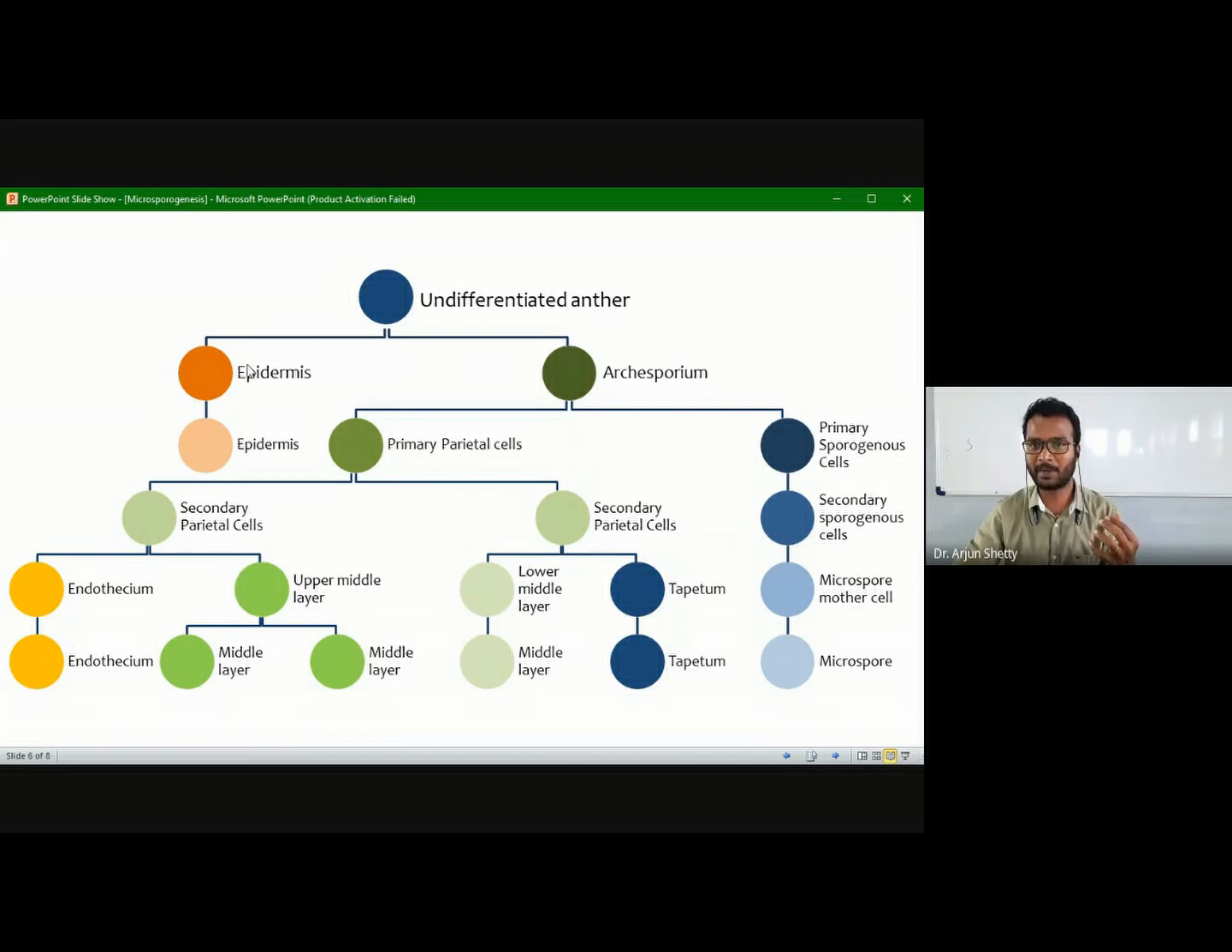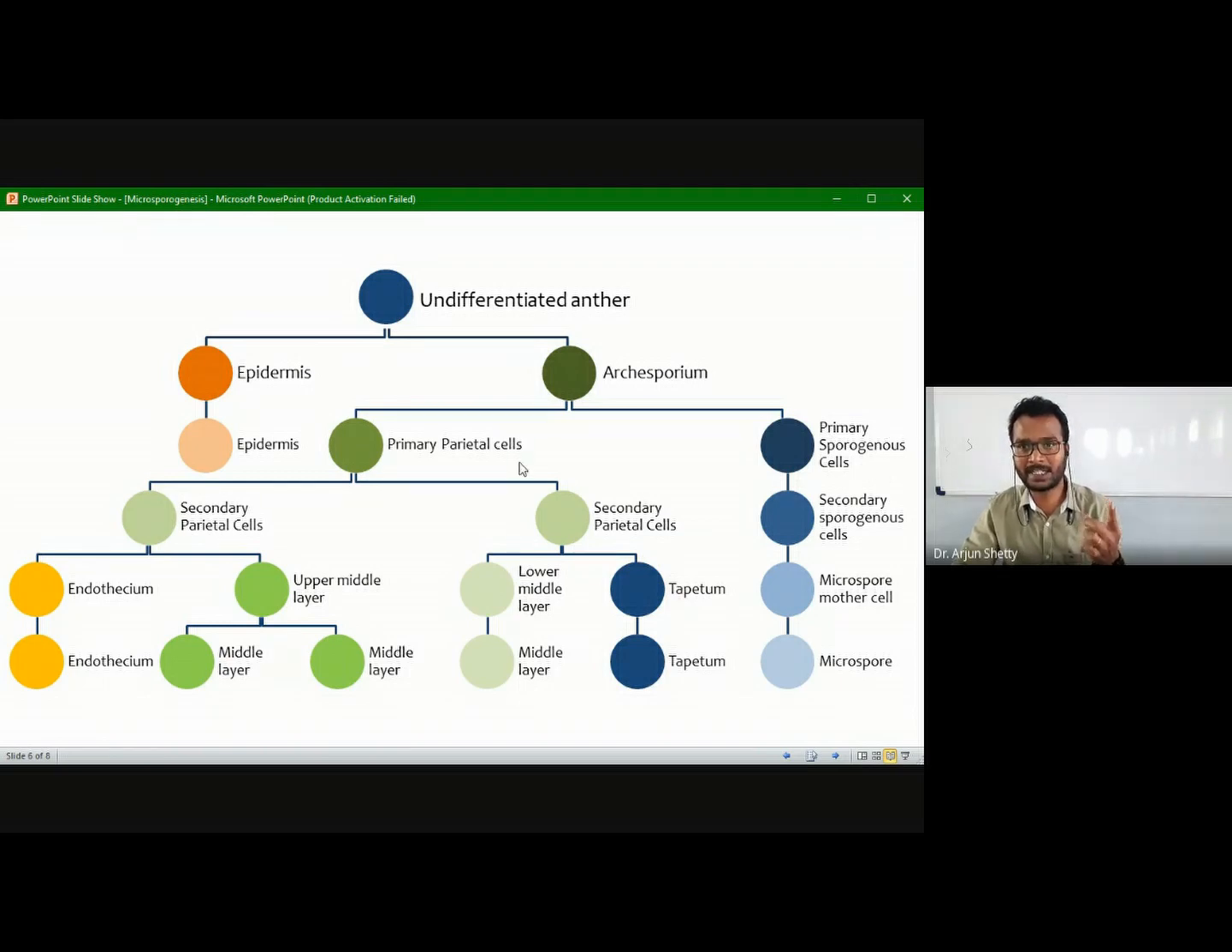This particular epidermis, during the course of development, divides and forms only the epidermis, which acts as an outer protective layer to the whole anther. The archisporium divides and forms two structures. There you can see the primary parietal cell as well as the primary sporogenous cell.